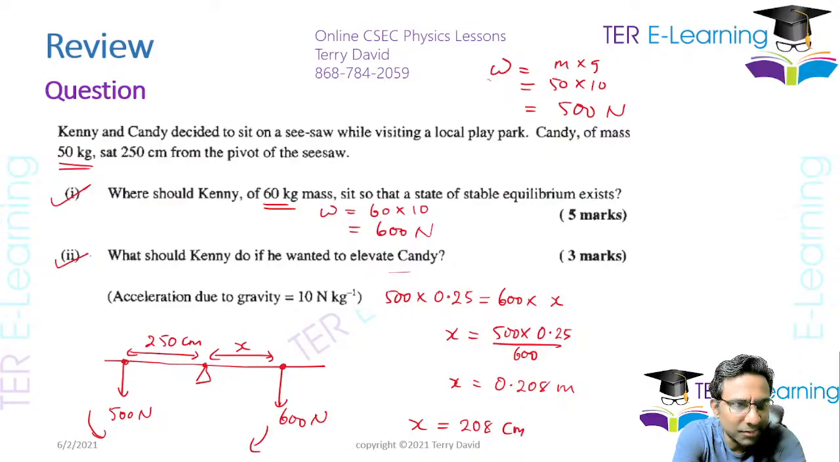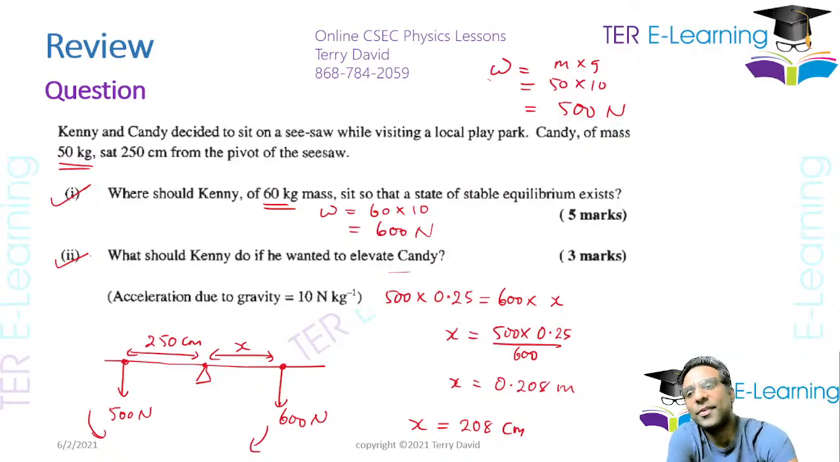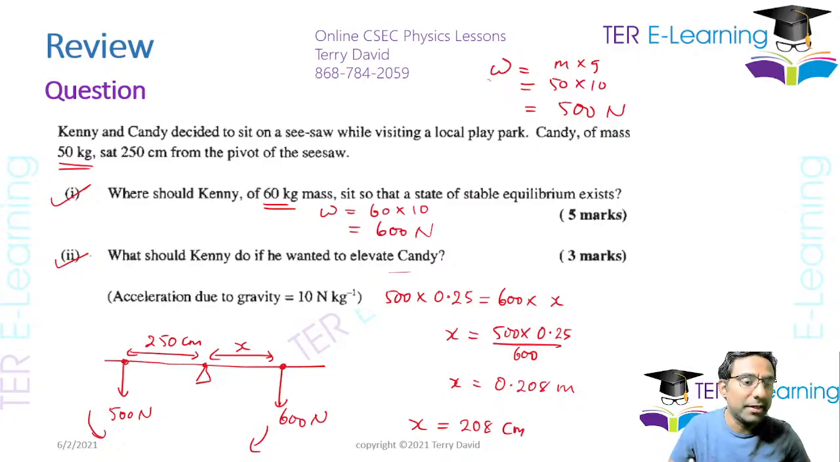So I see Christian says go backwards, increase the mass or the perpendicular distance. Well, the thing is, he already has a fixed mass, so he's not going to increase his mass. You said perpendicular distance. Yes, all he needs to do is to move further away from the pivot. That's all he needs to do.